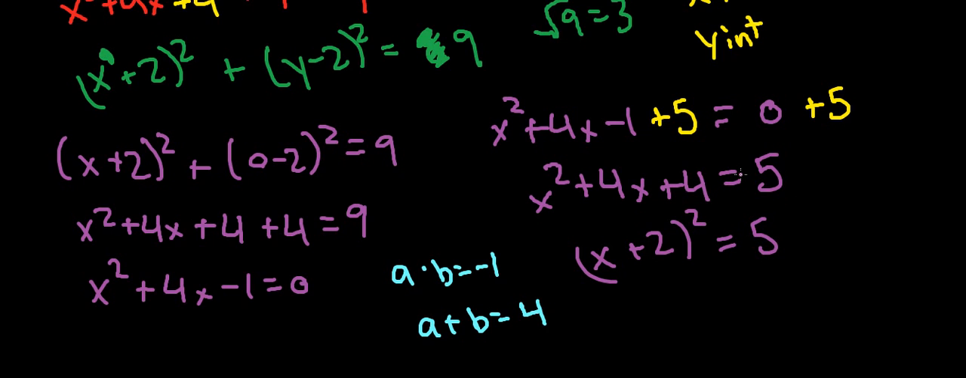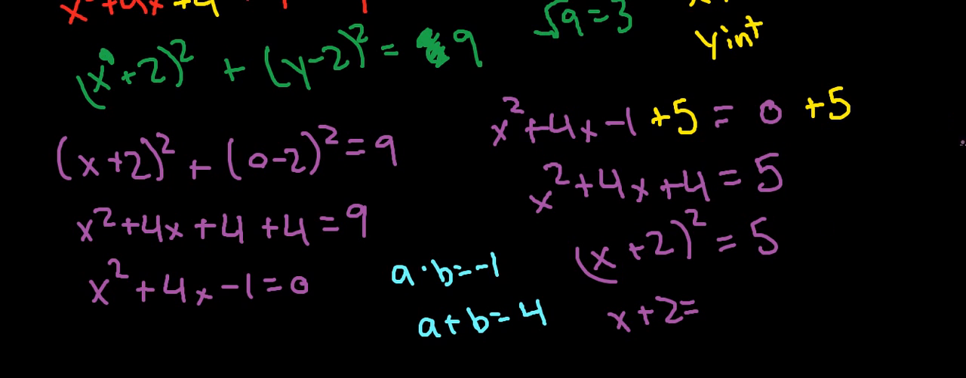And now, in order to solve this, I have to take the square root of both sides, because this is not equal to 0. If it was equal to 0, then we can say, oh, well, x plus 2 is the only answer. But this is not equal to 0. This is equal to 5. So we got to take the square root of both sides. So we get x plus 2.